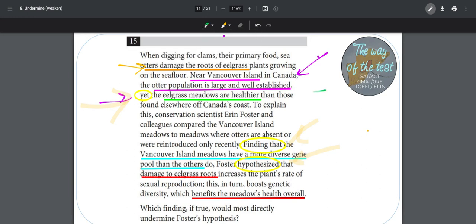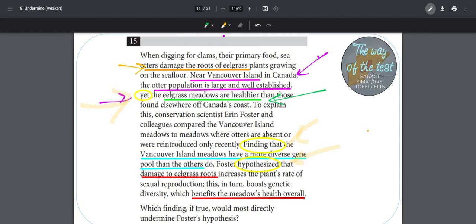Oh, the eelgrass meadows are healthier. Okay, so we're going to have a small recap. So we have otters damage the roots of eelgrass. Now, there's a place in which you have a lot of otters, but the eelgrass meadows are healthier. Okay, so we're going to leave that alone for a moment.